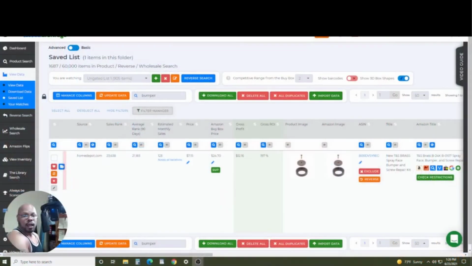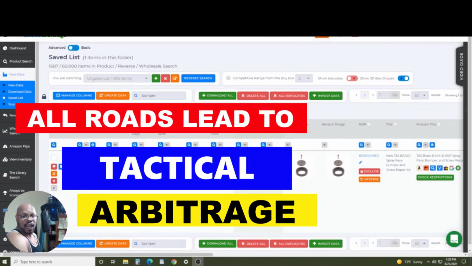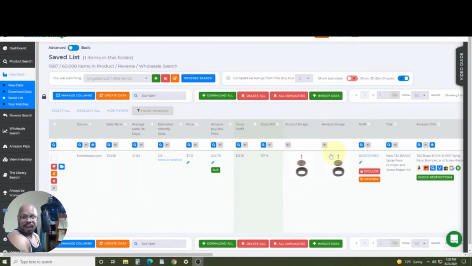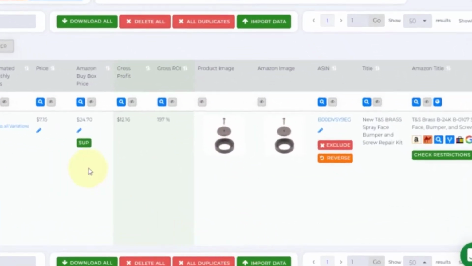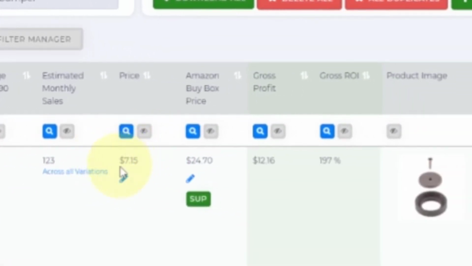Now, not to get off into anything, but you might be wondering, okay, Horace, how did you find the product to begin with? You guys know around here, all roads lead to Tactical Arbitrage, and that's the software you're looking at. This is how I found the product to begin with. I used Tactical Arbitrage, and you can see it was purchased at Home Depot, cost $7.15. At that time, it was selling for $24.70.